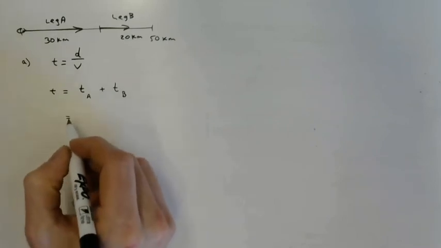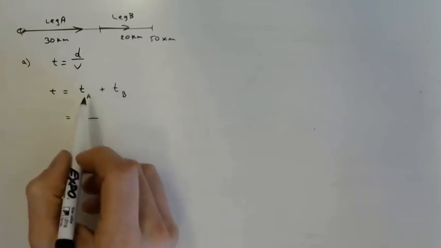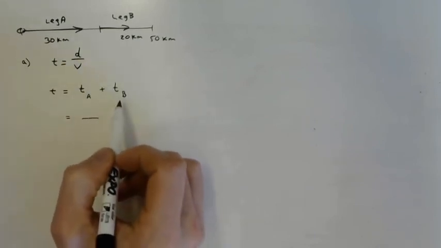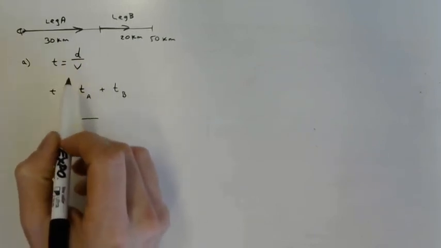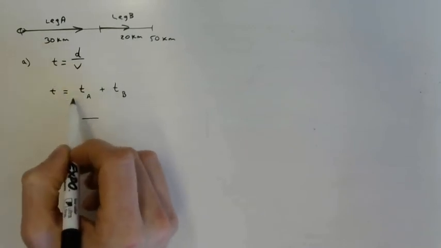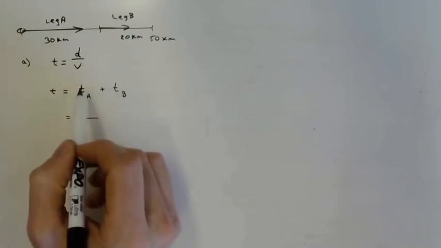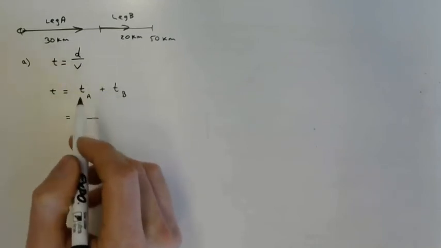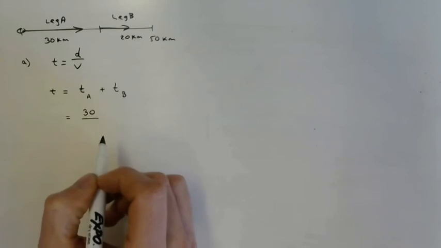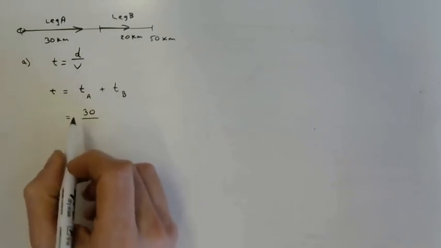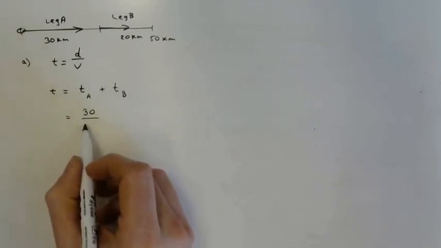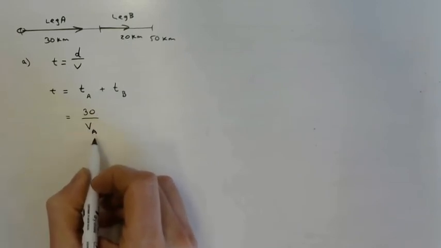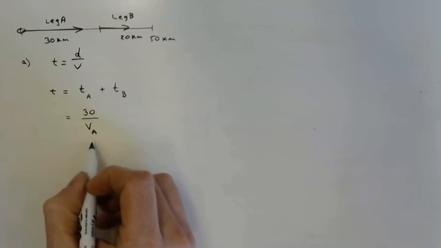Now, we're going to be using this formula for TA and for TB. What is the distance traveled in the first leg? 30 kilometers. So we know that the distance for T sub A is going to be 30 kilometers, but we do not know the speed of that cyclist, but we know that it's going to be the speed of the cyclist that does leg A, so V sub A.